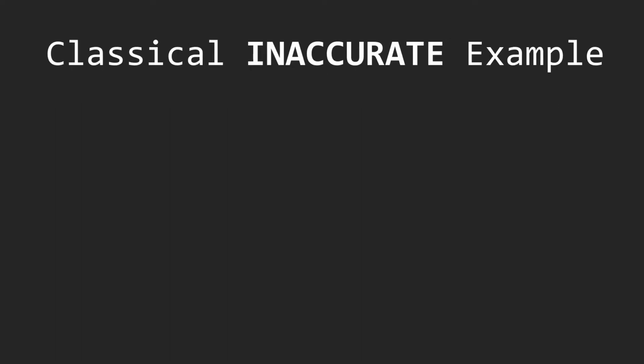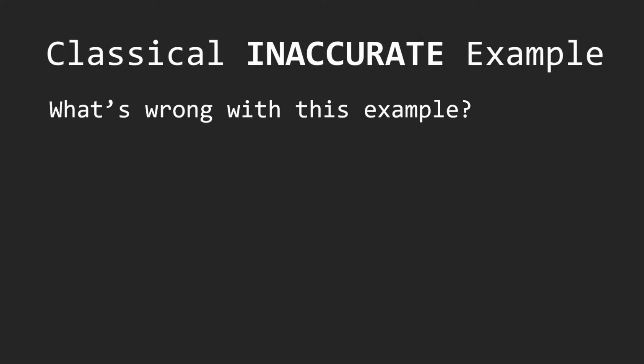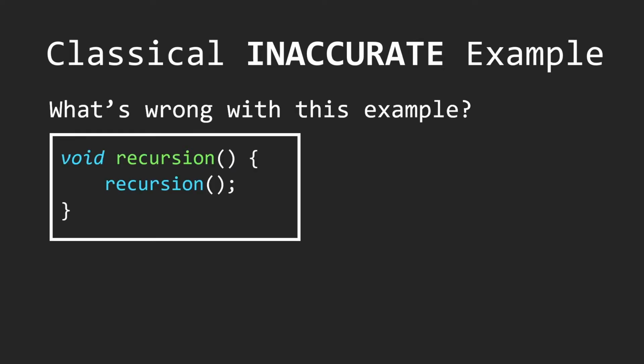So why exactly is the classical example that I showed earlier inaccurate? What's wrong with this example? Well, as you can see here, we have the void recursion, and then it calls itself in its own body. So what are the three things that are wrong with this? Well, number one, there's no initialization. We never really initialize this recursive call, so it's not very useful in our programming code. There's no point in this recursion method existing.